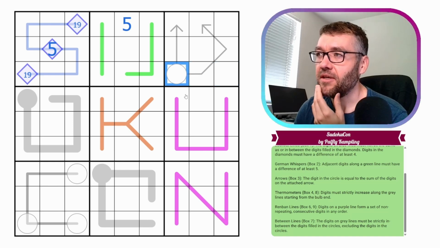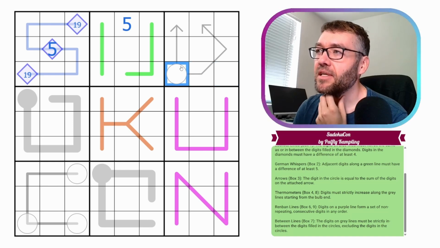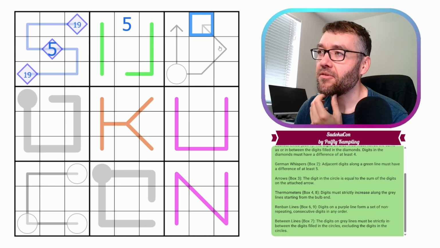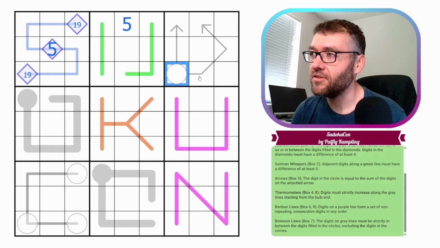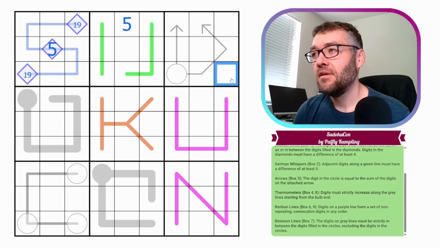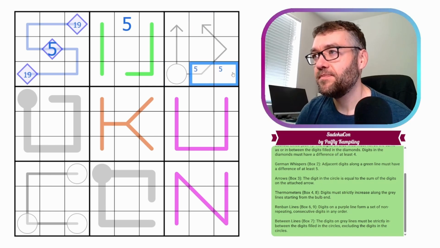And the 5's not going here, because the minimum of 3 digits is 6. Like if these are 1, 2, 3, this would be 6. You can't do 5 in 3 digits. So 5 is going to one of these two spots.